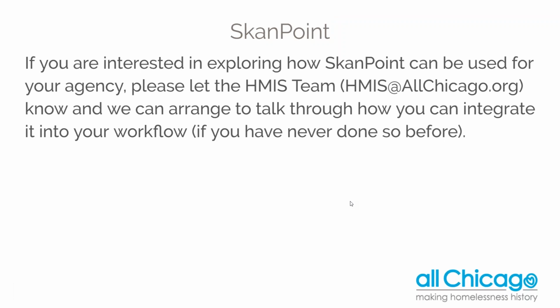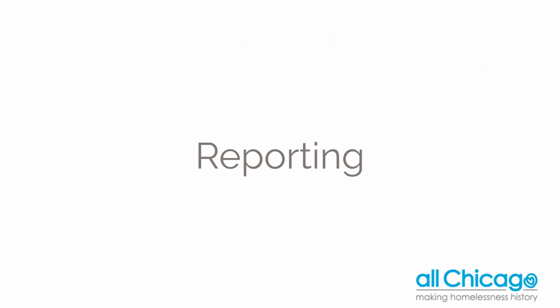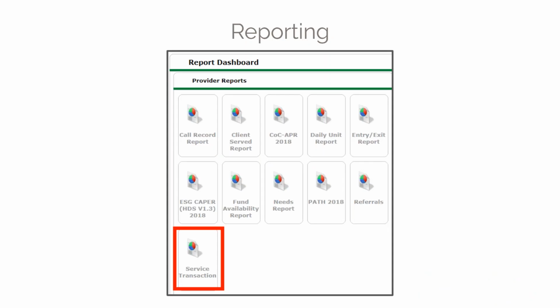So let's talk a little bit about reporting, and I may not be able to really jump into this too much, but reporting can be found in the reports section, and the report you would want to run is a canned report called service transaction. Anyone can run this report. You don't have to be an ATA. You don't have to have an ART license. You simply need to have an active HMIS license. That's it.